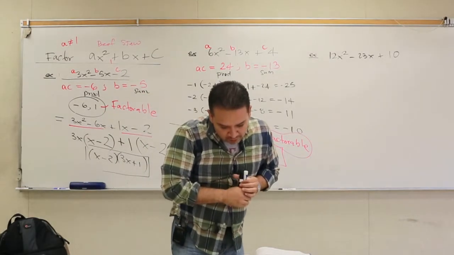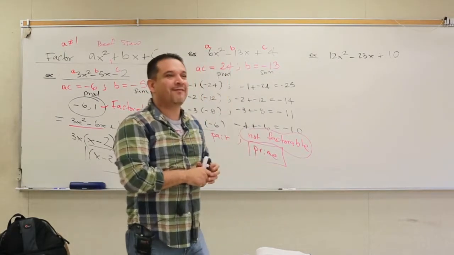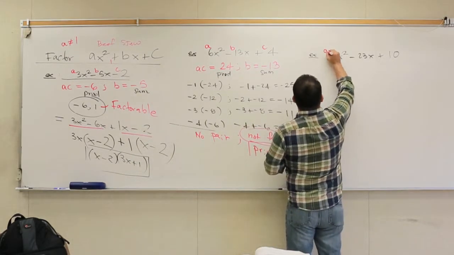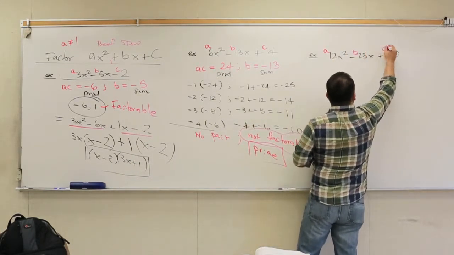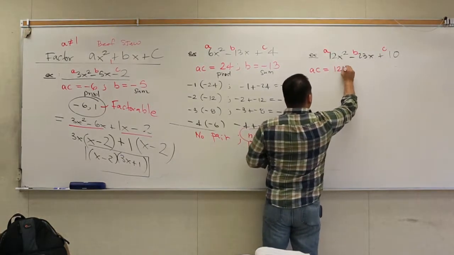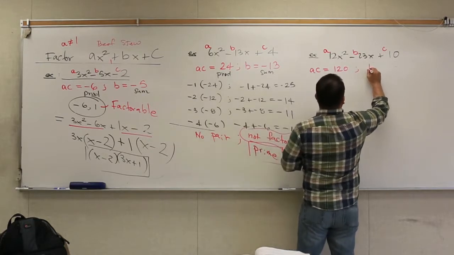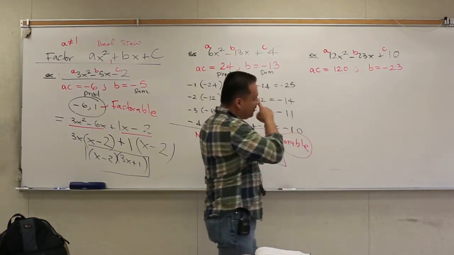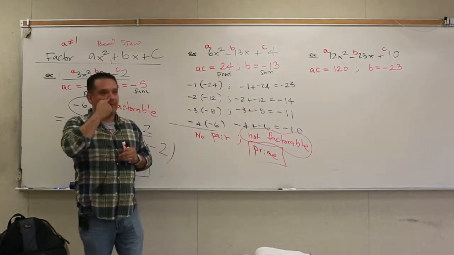Why do you guys want to see the hard ones all the time? What's A? B and C, okay. What's the product of A and C? 120. Gosh, these algebra books. What's B? Negative 23. I wish they would have some mercy sometimes.